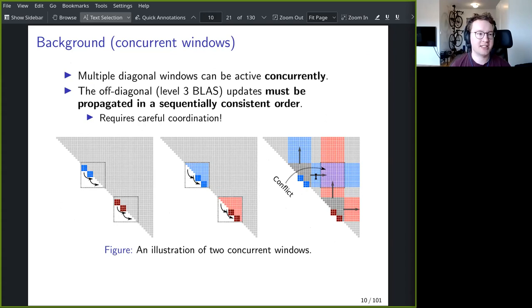But now you can already see that there are some potential problems that arise when we try to do this in parallel. When we have managed to do the bulge chasing inside these diagonal windows and then move on to the off-diagonal updates using matrix multiplications, you know that there is going to be this overlap. And when we try to do this overlap in parallel, we must make sure that we are always doing the updates in a consistent order. If we have several of these windows, and in case of some of these overlaps we do them in the wrong order, then we will actually end up computing an incorrect result.